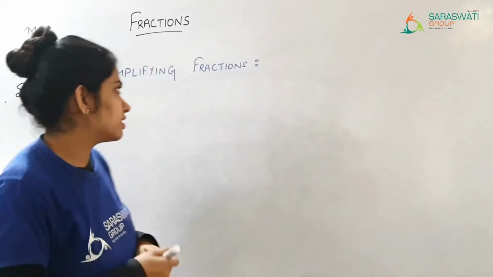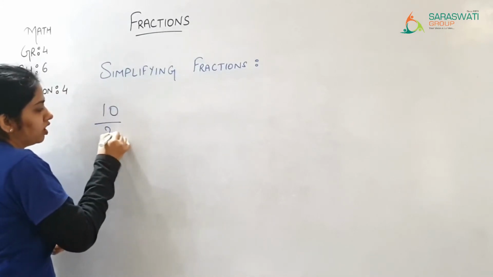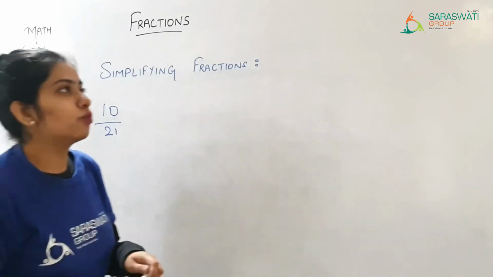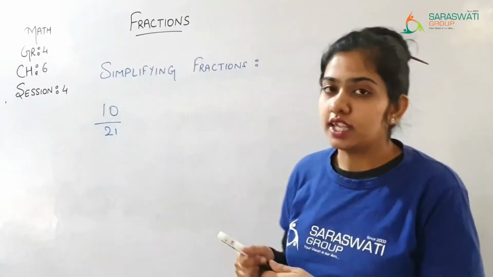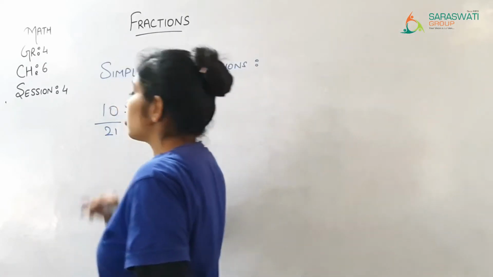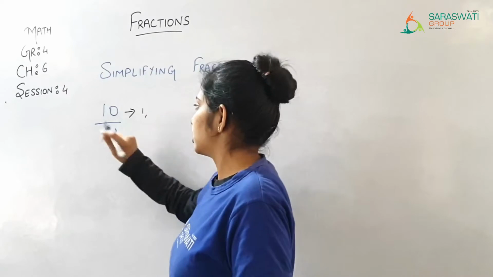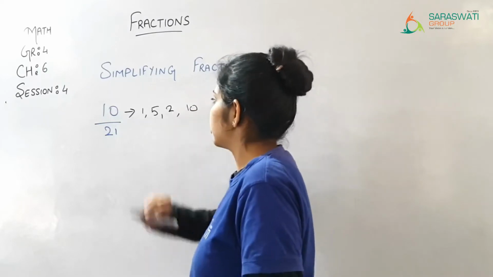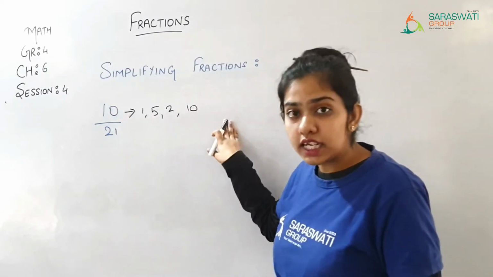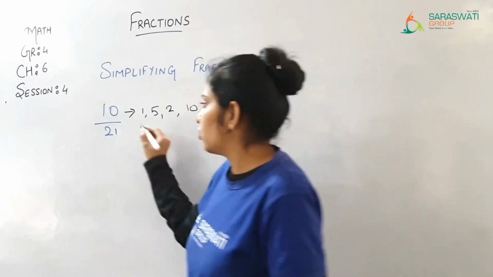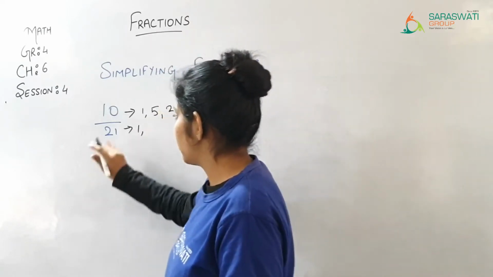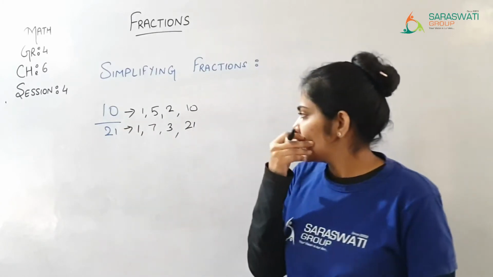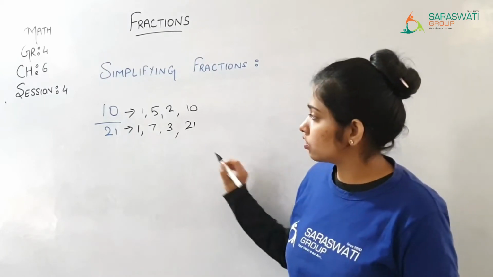For example, let us consider 10 upon 21. I have written over here 10 upon 21. Then what are the factors of 10 and 21? The first factor of 10 is 1. Then we have 5 2s are 10, so 5, 2 and the number 10 itself. So 1, 5, 2 and 10 are the factors of 10. And what are the factors of 21? 1 is the factor, then 7 3s are 21, so 7 and 3, and 21 itself.